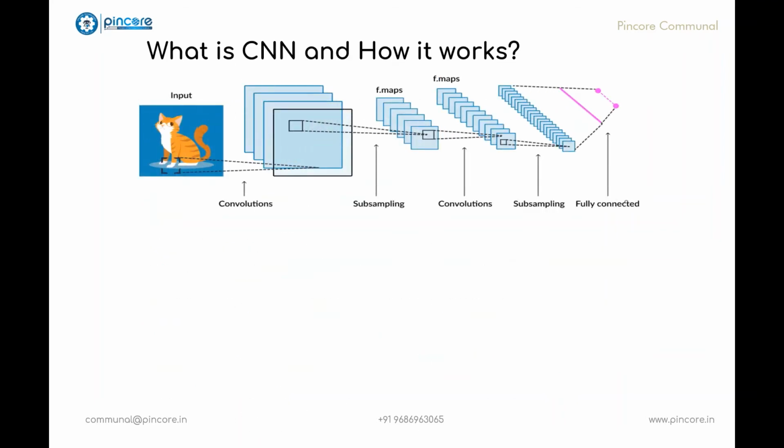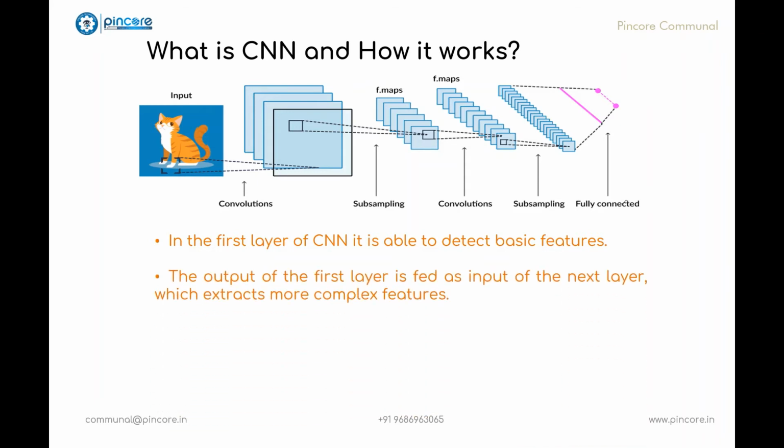Continuing further, in the first layer of CNN, it is able to detect the basic patterns or the basic features like horizontal, vertical, rough edges and curves. Output of the first layer will be fed as input to the next layer, which extracts more complex features such as corners and combinations of edges. As this network performs more convolution, the layers will start detecting higher level features or objects such as face, cat, dog, etc. And this is done through a large amount of labeled training data.